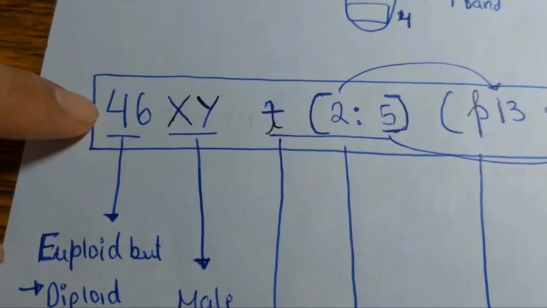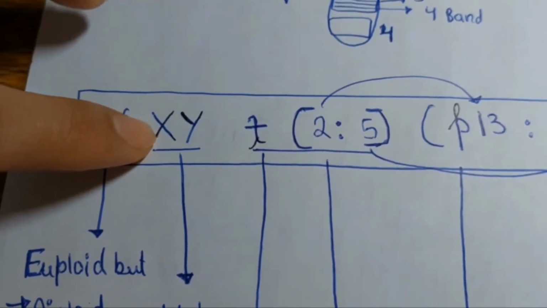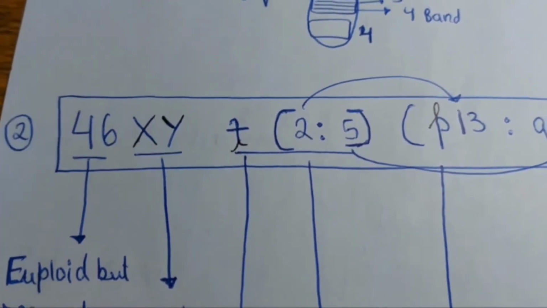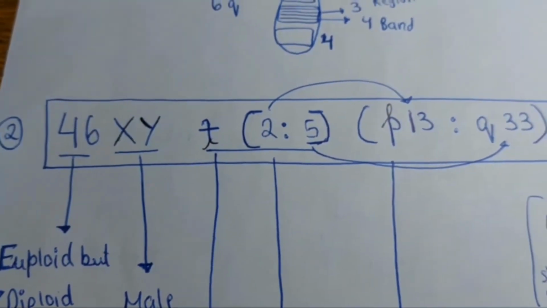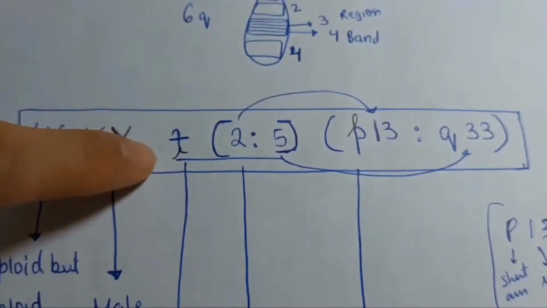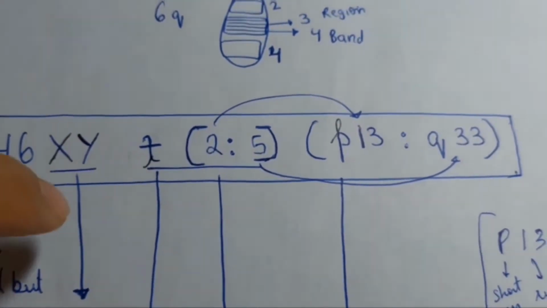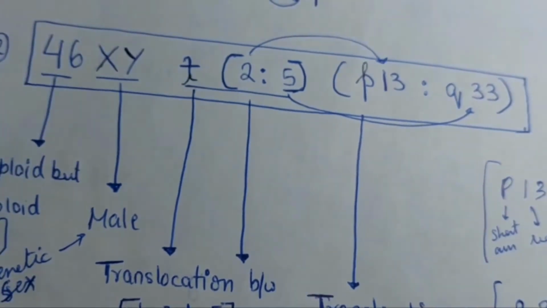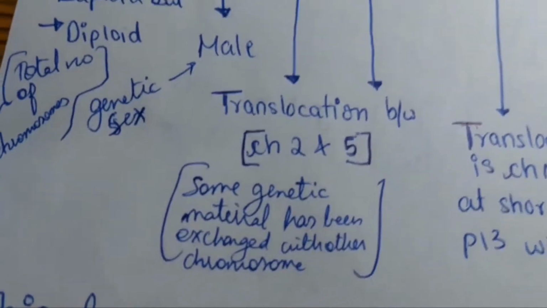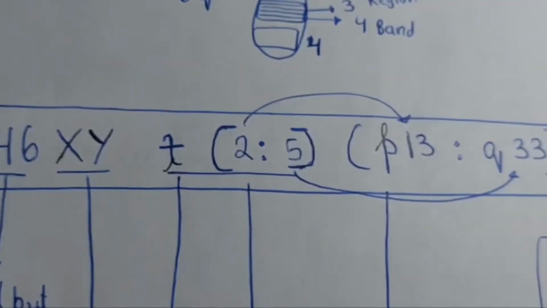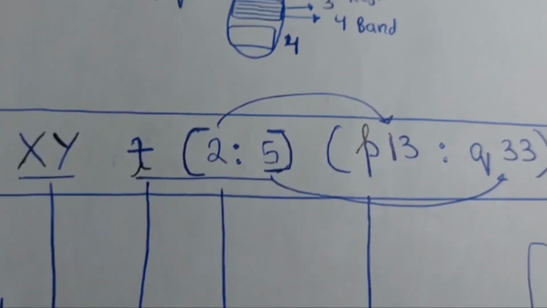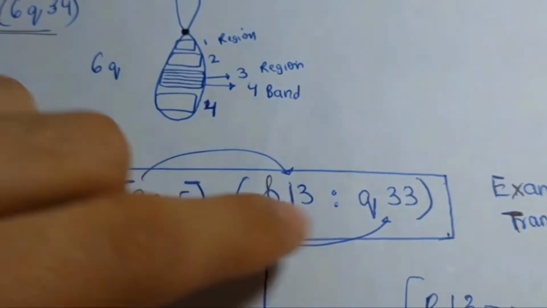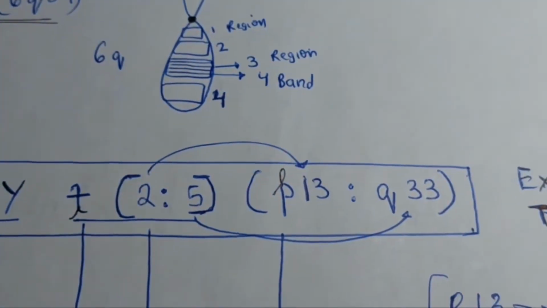In euploid, that is total number of chromosomes 46, and then his genetic sex or his gender is male because he has XY. Then the structural defect that is present in him is translocation, because T is written. The translocation takes place between chromosome number 2 and chromosome number 5. This means that some genetic material has been exchanged between chromosome number 2 and chromosome number 5, and then it's written P13 is to Q33.